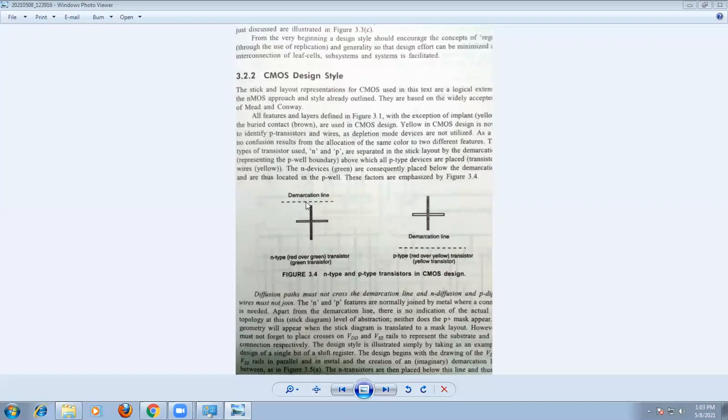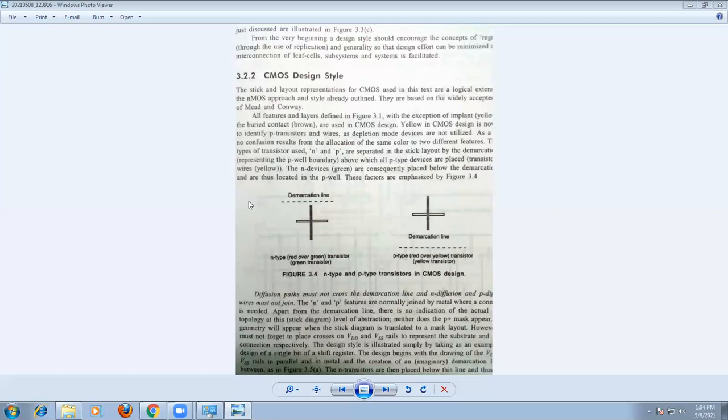Okay, this demarcation line indicates there is a separation between the N-channel transistors and the P-channel transistors. That means N-channel enhancement mode transistors and P-channel enhancement mode transistors, that is, the pull-up transistor and the pull-down transistor. Okay, there is a difference here.